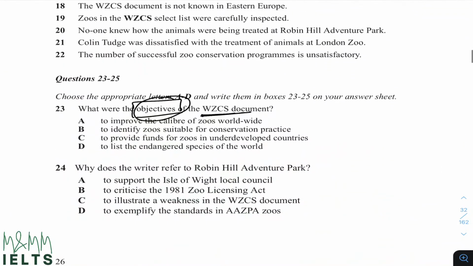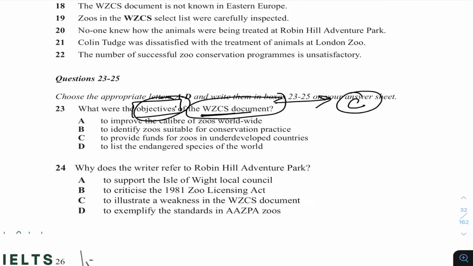Let us have a look at the options now. Objectives of the WZCS document. Here it says C, but up there it was G. Obviously it's the same meaning, it's the same document, so I think it might be an error here. That's the reason I wrote C up there, but it might be an error is my understanding. Option: to improve the caliber of zoos worldwide. I haven't read anything about zoos worldwide. The only place I read about was London. So this doesn't seem to me like the correct answer.